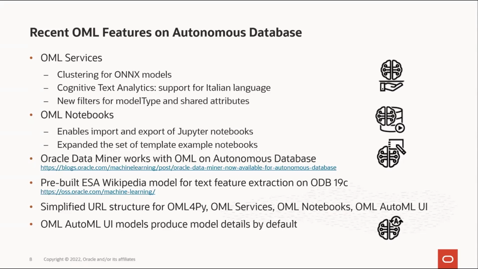As we've discussed and demonstrated in previous office hours sessions, we've simplified the URL structure for OML for Py, OML Services, notebooks, and the AutoML UI. For example, with OML Services, we no longer need the tenancy OCID or database name when invoking OML Services endpoints. And with the OML AutoML UI, we've turned on producing model details by default, and this allows users to better understand the models produced by AutoML. So let's look at a few of these in more detail.